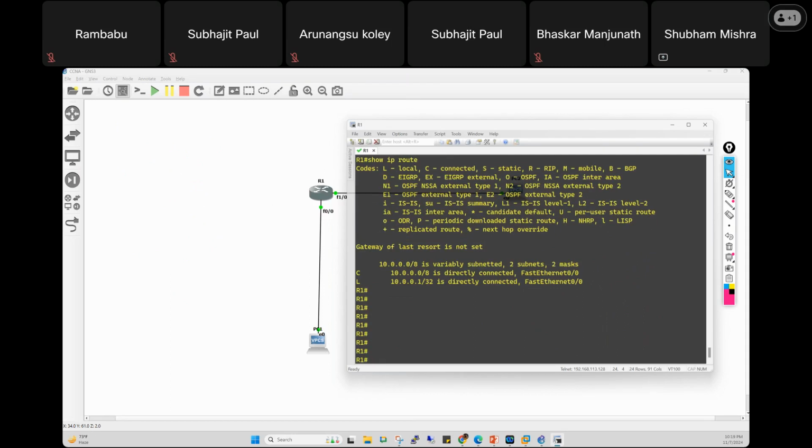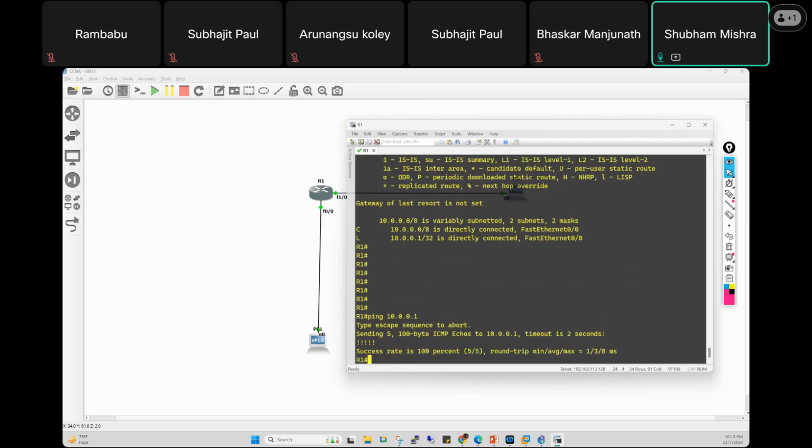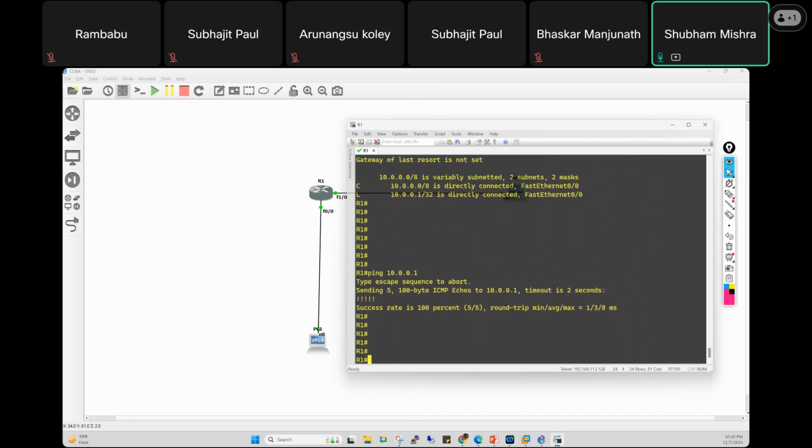In privilege mode, what can we do, guys? The main use of privilege mode is viewing the configuration. And in privilege mode, we can even use some management features also. For example, if you write the ping command, you can write ping 10.0.0.1. See, getting my point? So the ping command also we can write in which mode? Privilege mode.